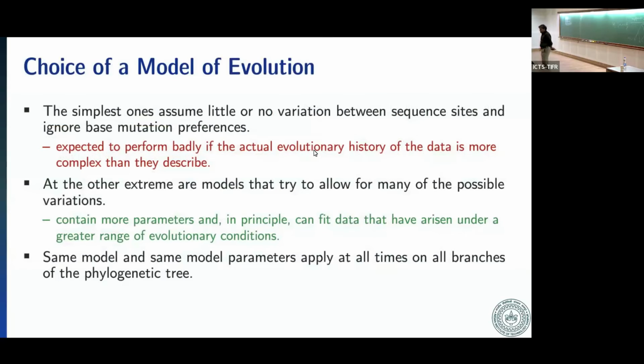Now, the third consideration is the choice of model of evolution. As I said, we have to come up with a model of evolution. We can start from a very simple model, and then we can slowly build more and more complex models of evolution. Again, when I start talking about the details of the methods, it will be more clear.